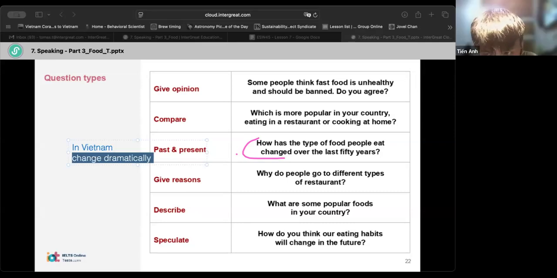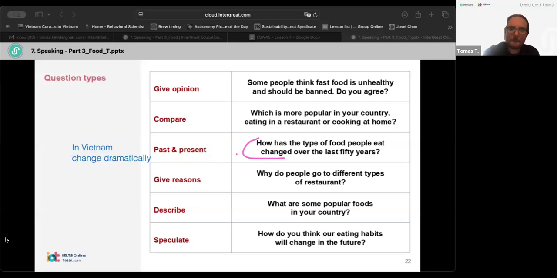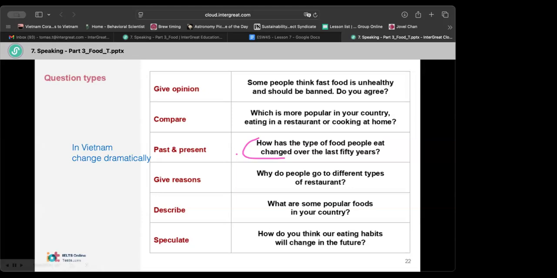How has the type of food people eat changed? "It changed dramatically" would not be correct. So we need to change something. What should you change? How can you say it? Tunan is having a long think there. Let's see. Vivian, what do you think? I should answer this question.